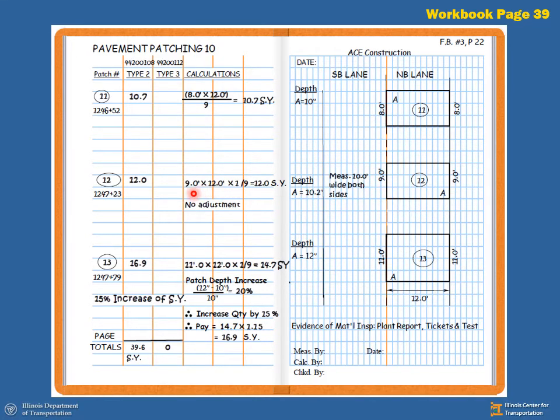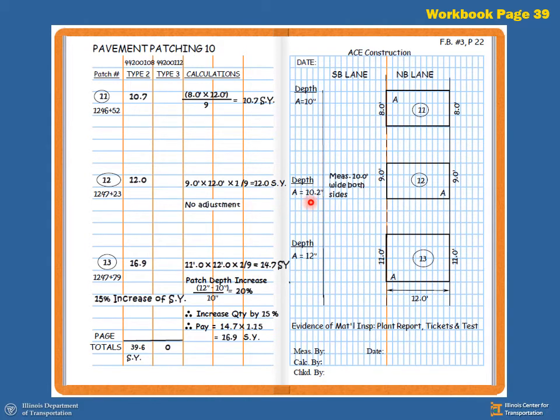So here I got my math. 9 feet in length by 12 feet wide. Do my conversion. Divide by 9 to get square yards. So I have 12.0 square yards. Okay. 12.0 is less than 15, greater than 5, so I'm a type 2. There's my 12.0 square yards.